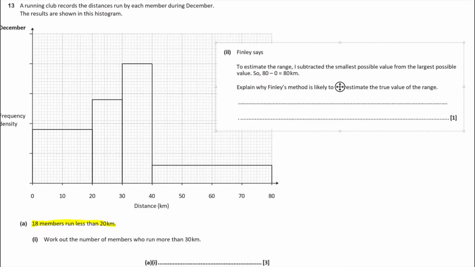So 18 members run less than 20 kilometers. So that 18 members running less than 20 kilometers is this bar here, isn't it? It's this bit. Okay, that's the bit that's equal to 20. So 18 is the frequency, and it's the area of the bar on a histogram that is proportional to frequency. So here we know that the area is equal to 18. Okay, and then we would get that, the area, by multiplying the class width, which is 20, by the frequency density that we don't know because the scale is blank. Okay, so 20 times f is equal to 18.